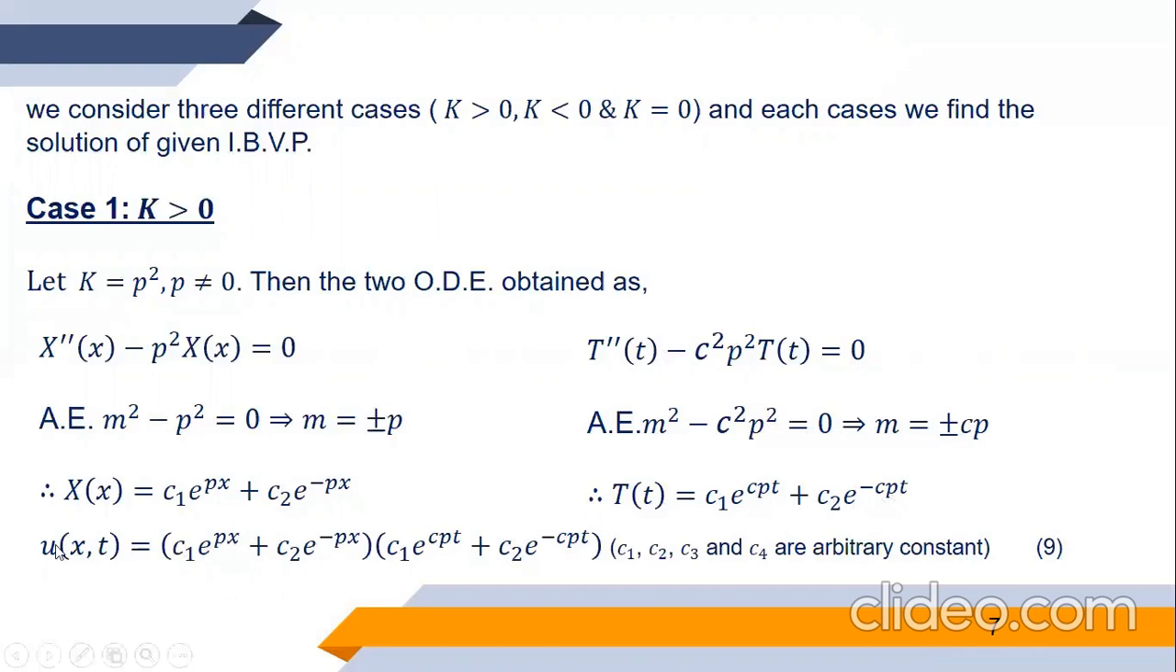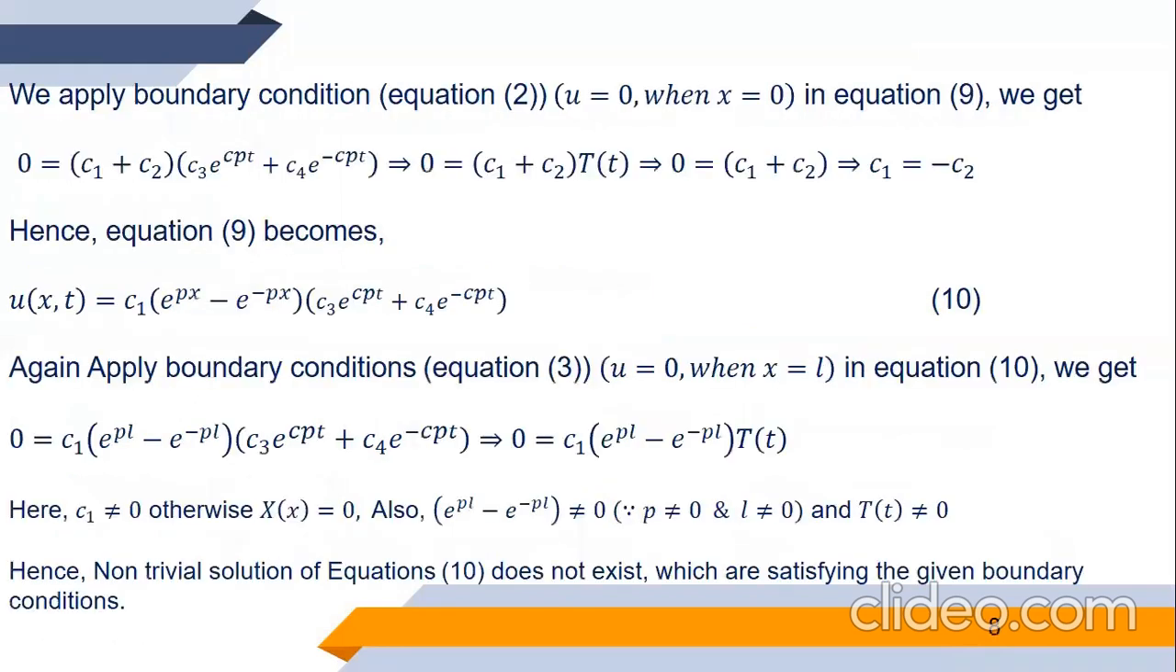So we write the solution form u of x, t for the case k greater than 0 is X of x, T of t. So c1 e raised to px plus c2 e raised to minus px, c3 e raised to cpt plus c4 e raised to minus cpt. So equation number 9. Here we write c3 and c4, not c1 and c2. So all are arbitrary constants. So equation 9 is the solution form for k greater than 0.